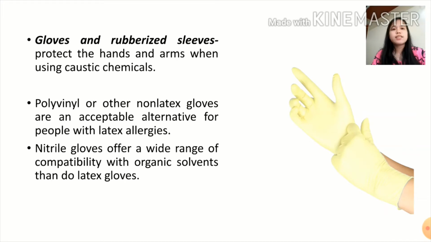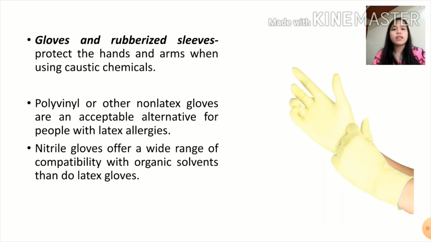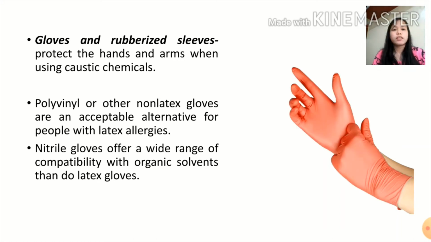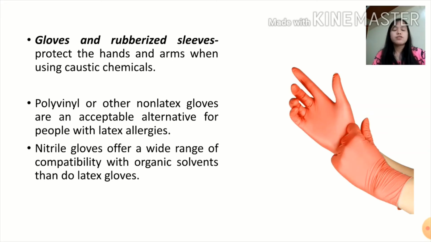Gloves and rubberized sleeves protect the hands and arms when using caustic chemicals. Polyvinyl or other non-latex gloves are an acceptable alternative for people with latex allergies. Neutral gloves offer a wider range of compatibility with organic solvents than do latex gloves.